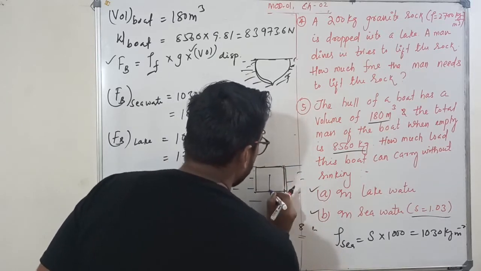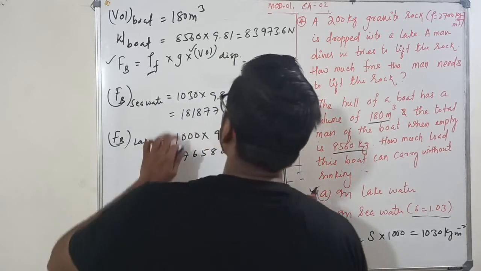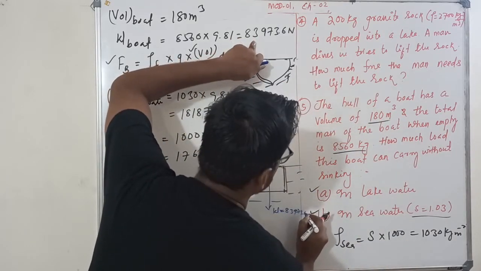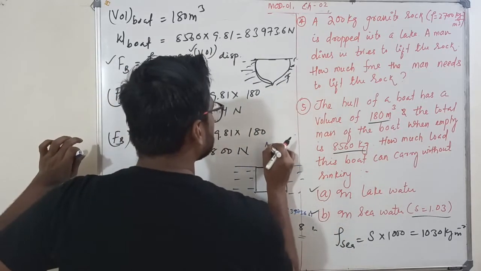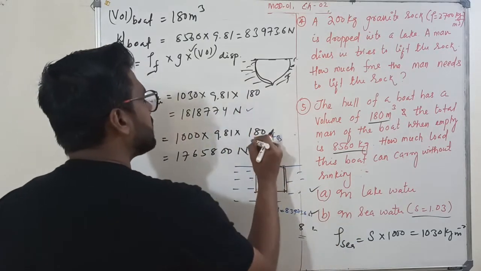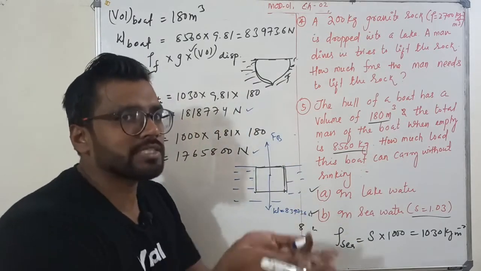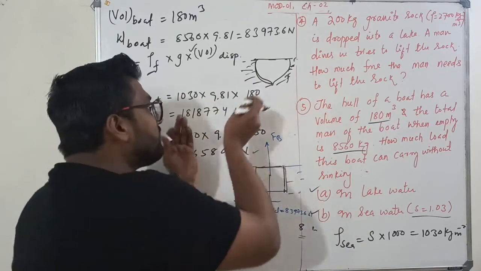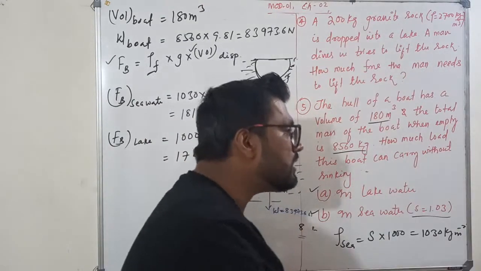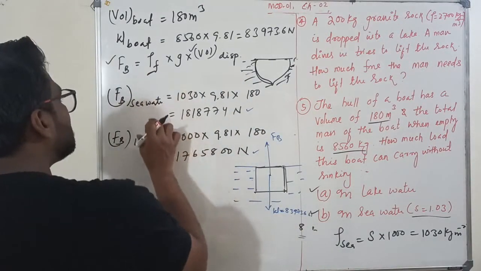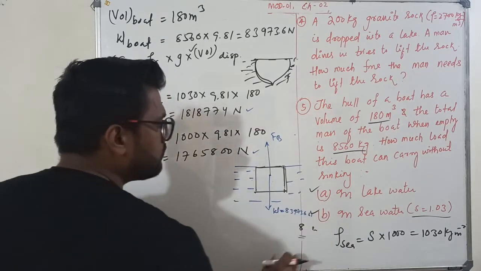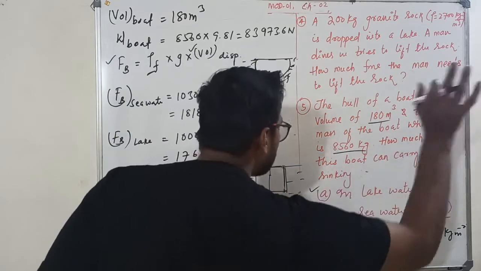Weight acts vertically downward. How much is the weight acting? Sir, the weight acting is nearly 83,973.6 Newton. Buoyancy force is acting upward. Because the buoyancy force in both cases is more, the ship is not sinking, it is still floating. So how much is the difference? That much is the maximum load it can take. The maximum load it can take is the buoyancy force minus the weight of the ship.